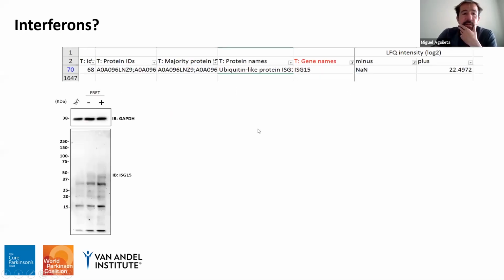Another protein that we saw, and it was interesting, was ISG15. ISG15 is a ubiquitin-like modifier and is highly upregulated by interferons. This is the monomeric form of ISG15. These are my cells with aggregates, no aggregates, or wild type. As I said, ISG15 is a ubiquitin-like modifier, so you are expecting to see a smear. These are proteins that have been ISGylated. And it is increased in cells with aggregates compared to no aggregates or wild type.